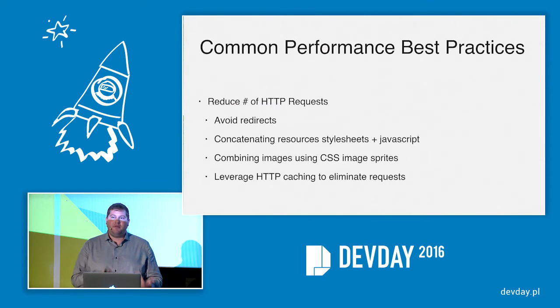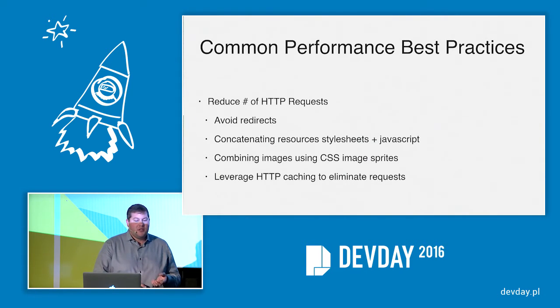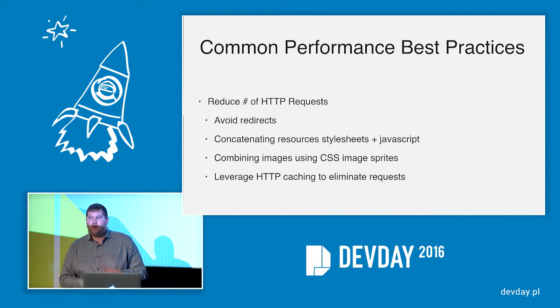So let's talk about some common performance best practices for front end performance. It comes down to a couple of different things. You can reduce the number of HTTP requests that are being made, you can reduce the size of the HTTP request, or you can make the request more efficient. So to reduce the number of HTTP requests, avoid redirects.